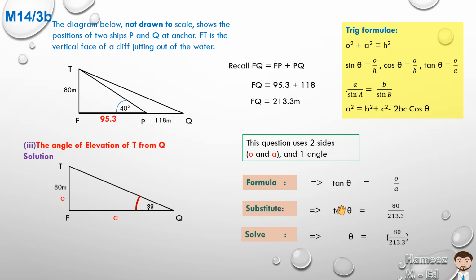And now, let's remove the hand, and we have to move the tan. Tan goes across onto the right-hand side of the equation, gives us tan inverse. So, using our calculator, make sure it's set in degrees. We find our angle of elevation of T from Q, which is equal to 20.6 degrees.